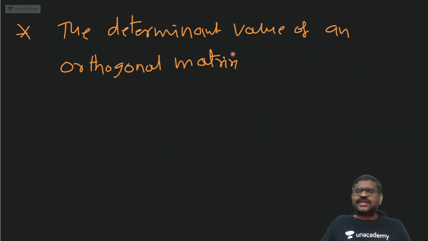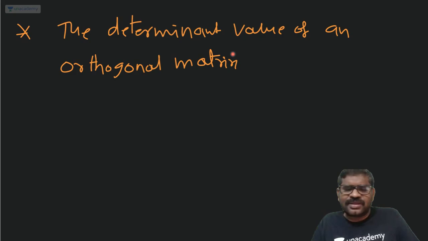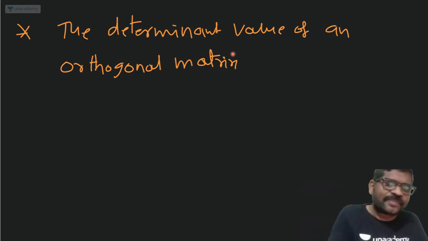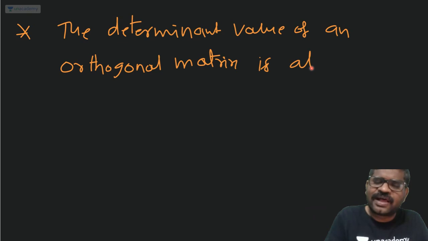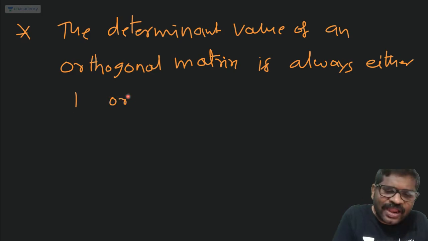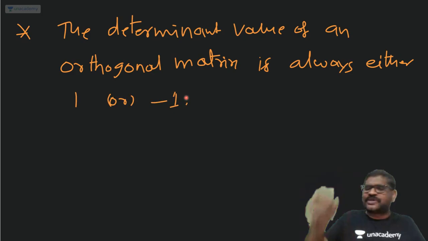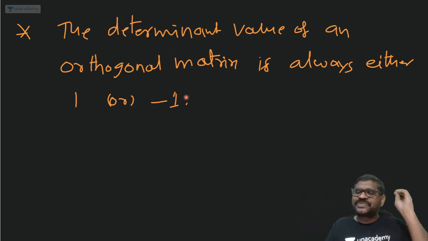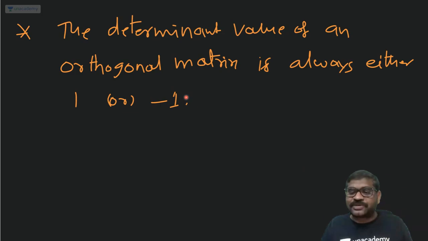Now, when it is required, I'll give the proof. The determinant value of an orthogonal matrix is always either 1 or minus 1. Either 1 or minus 1.